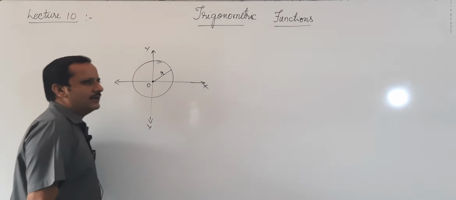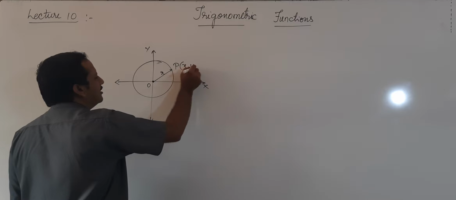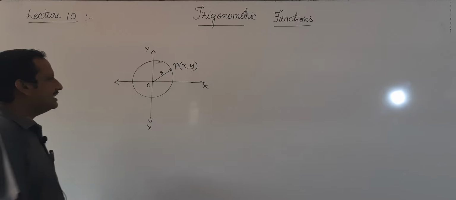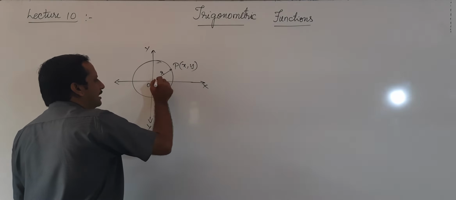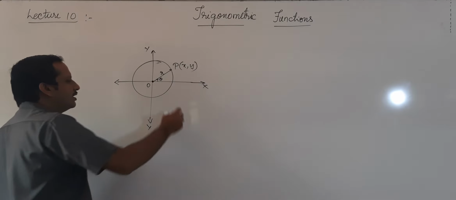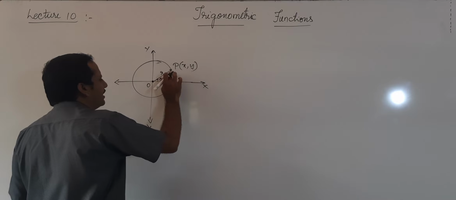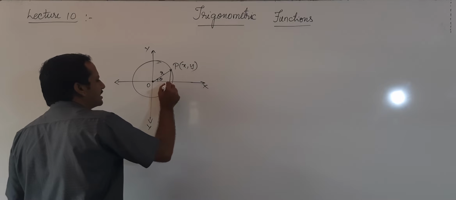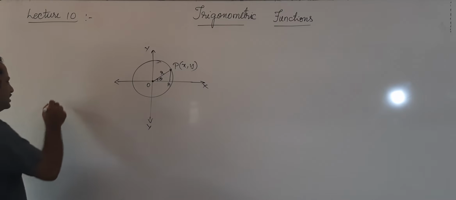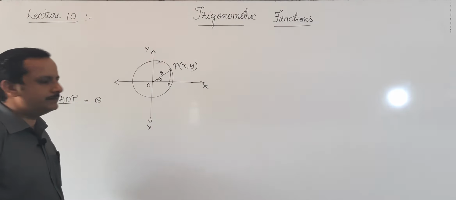I'll choose one point. Let P(x, y) be a point on this circle. Let this angle XOP be theta radians. Now from P I will draw a perpendicular to the x-axis. Let me call that point A. Angle AOP is equal to theta.